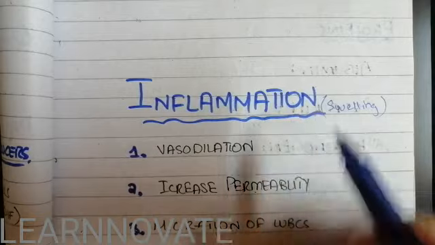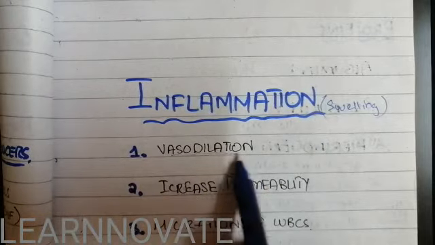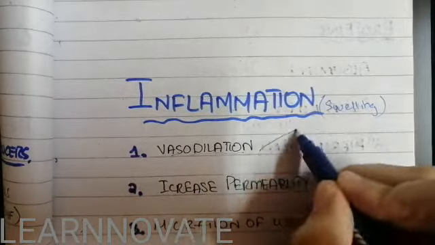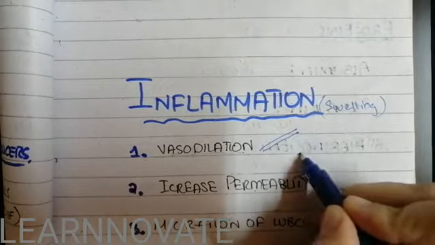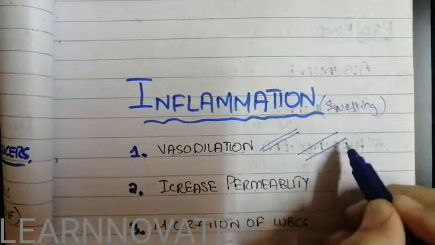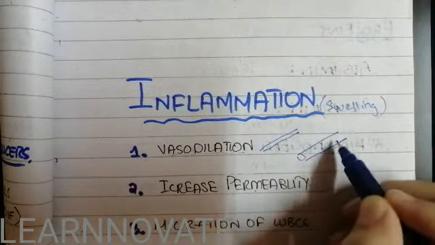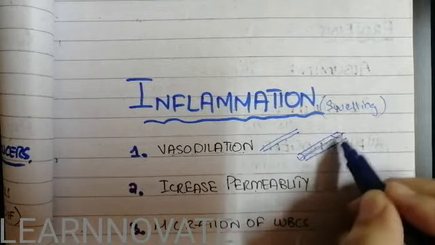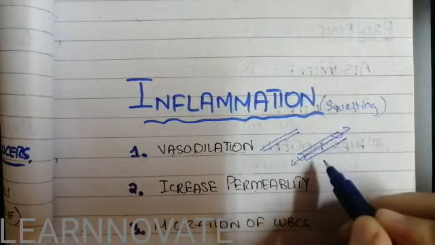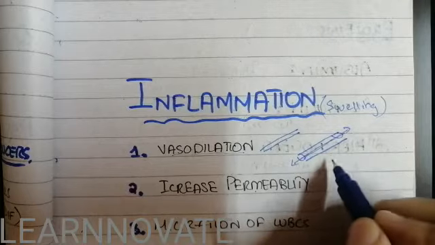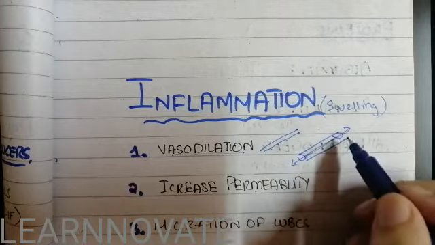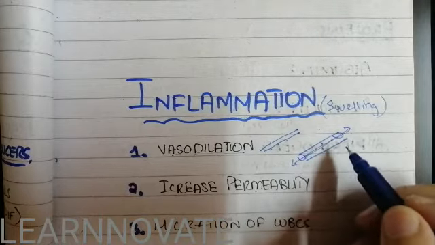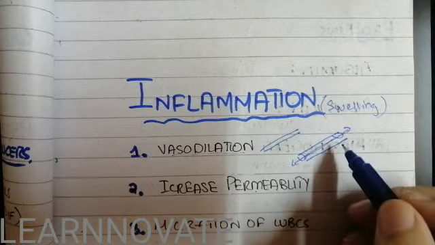The first thing that happens in inflammation is vasodilation. The vessels present in our body become dilated, with an increase in their diameter. That's why there's an increase in blood flow and an increase in fluid flow through the vessel. If it's a lymphatic vessel, there's an increase in lymph. If it's a blood vessel, there's an increase in blood.